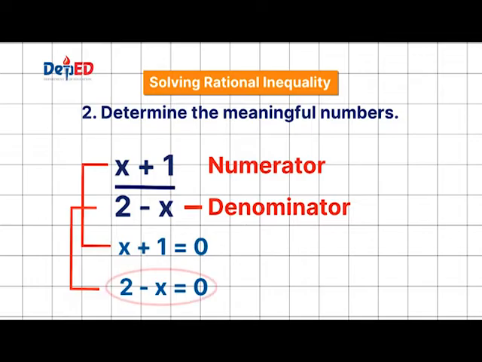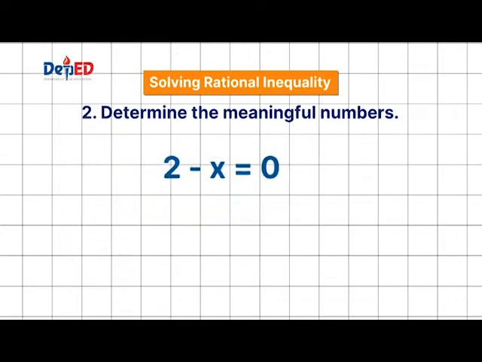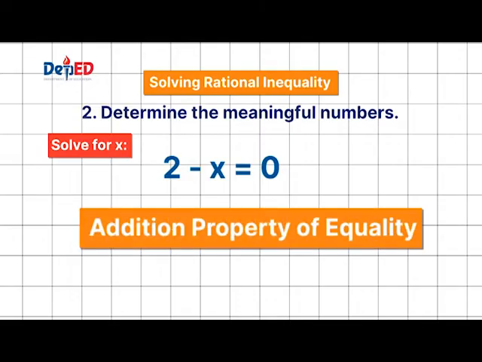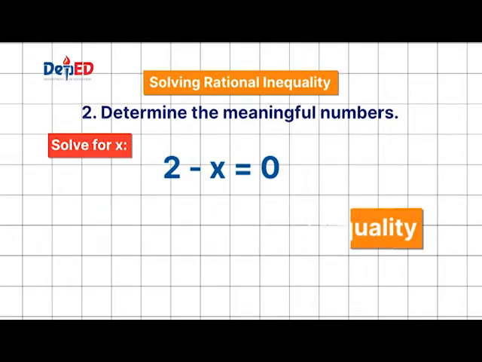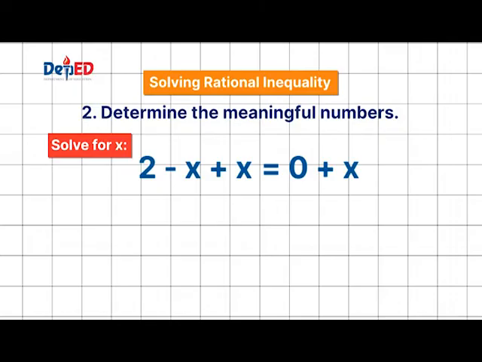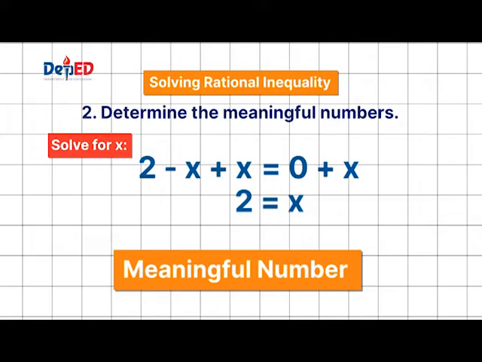Let's now have the denominator equal to 0. We then solve for x. By addition property of equality, we may add x to both sides of the equation. Simplifying, we will have 2 = x. Thus, positive 2 is also a meaningful number.